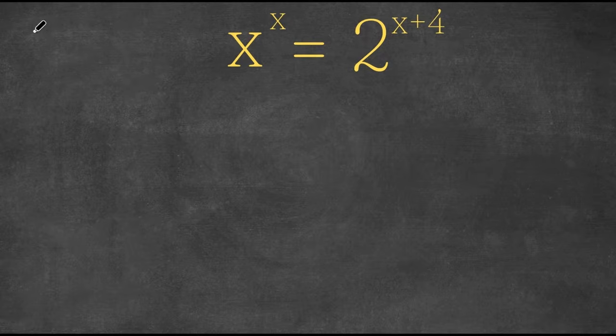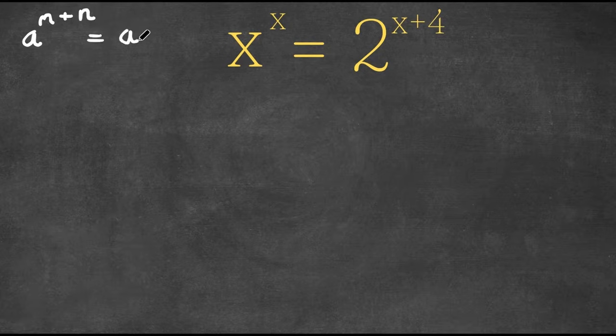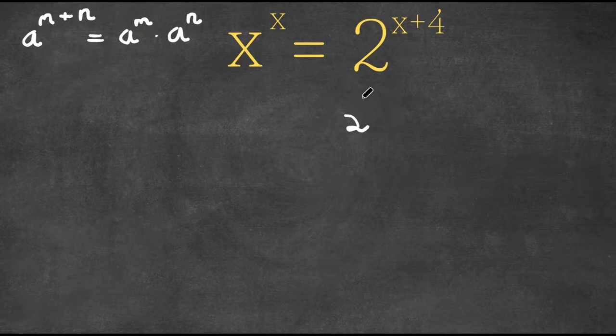Now, if we have something in the form a to the power of m plus n, this can actually be written as a to the power of m times a to the power of n. So the exponents are essentially distributed to the base. So we're going to do what we did over here to 2 to the power of x plus 4. So this means that this would equal 2 to the power of x times 2 to the power of 4.